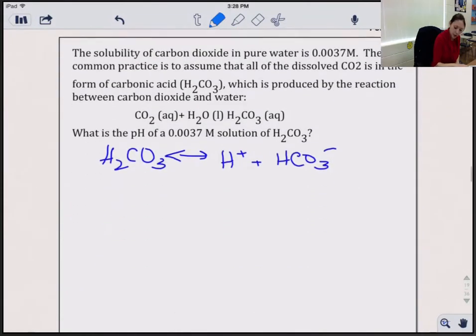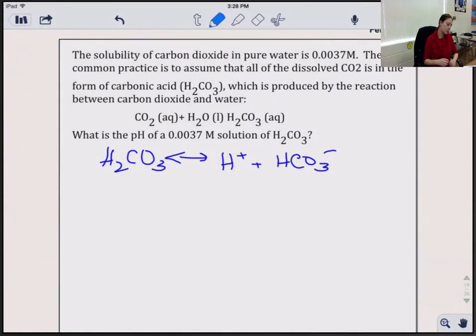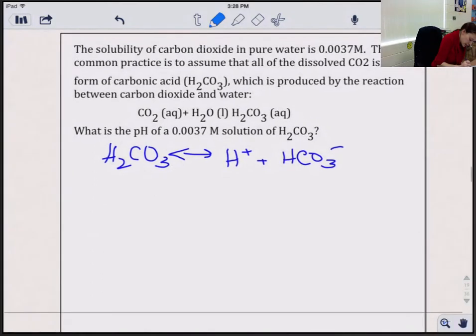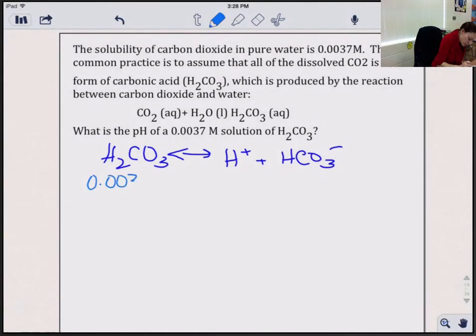Okay, for example now, and then we're done. The solubility of carbon dioxide in pure water is 0.0037 molar. And it gives you a little thing about that. I'm going to take CO2 and H2O and make H2CO3. I don't really care about that. I want to know what is the pH of 0.0037 molar of the carbonic acid.